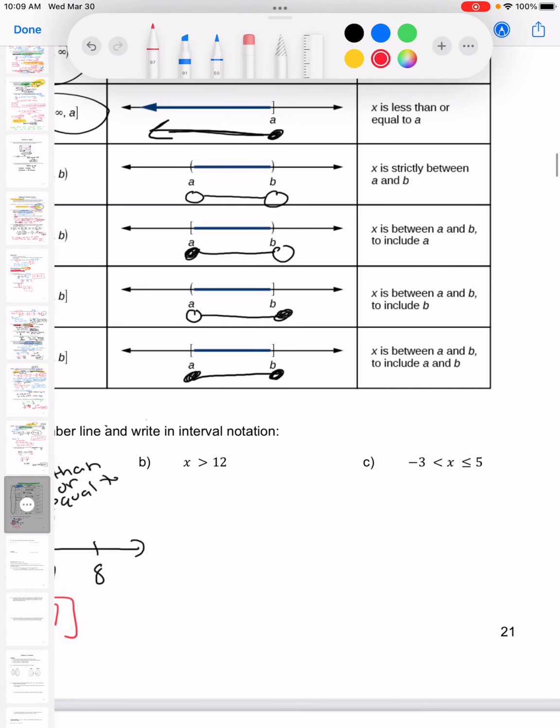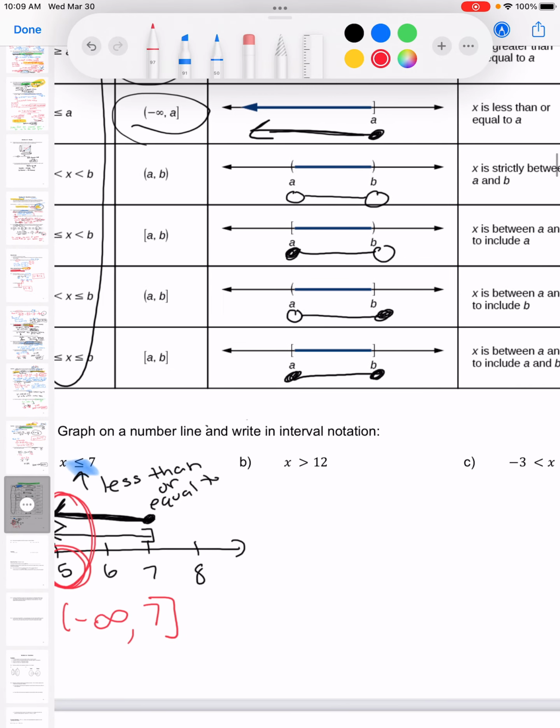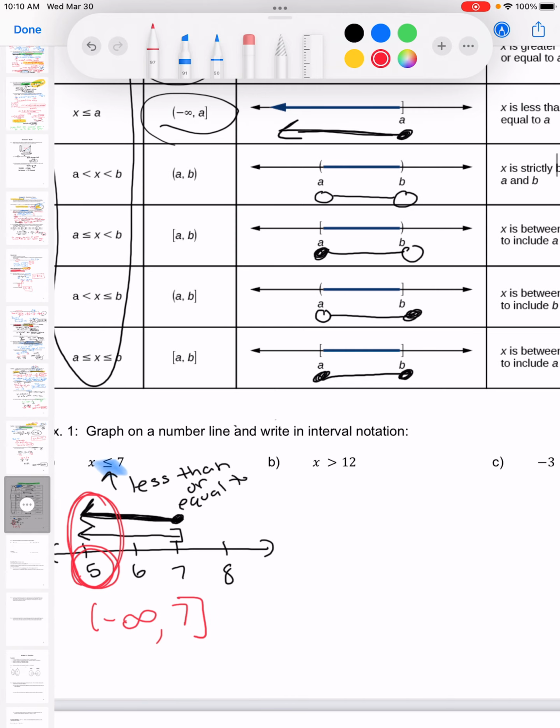I'm going to skip B for a second. Actually, you know what? I will do B. I'm going to draw my graph again. This is greater than 12. So the numbers that are greater than 12 are like 13. It does not have an equal to, so normally I would think about putting an open circle. Now I'm just going to call that a parenthesis.